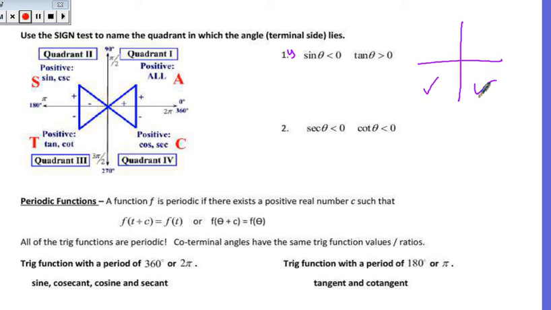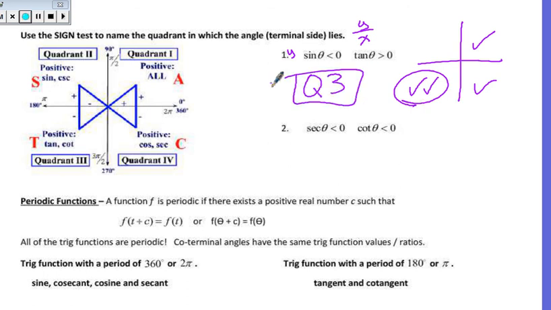And then I think to myself, where is tangent positive? Where is it greater than 0? Since it's y over x, both signs would have to be the same. They would both have to be positive, or they would both have to be negative. That would happen in either quadrant 1 or quadrant number 3. Where you get the double check is where your angle theta is lying. So our answer here would be quadrant 3.